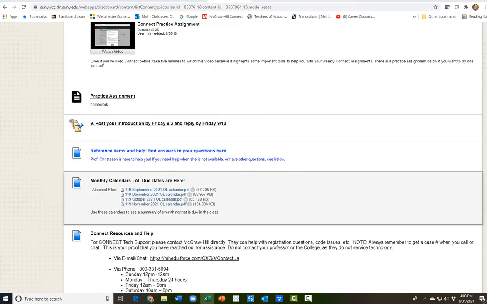The monthly calendar is very important. Those are all of the due dates for the semester. So download those, and that will help you with anything you need to know as far as the due date goes.